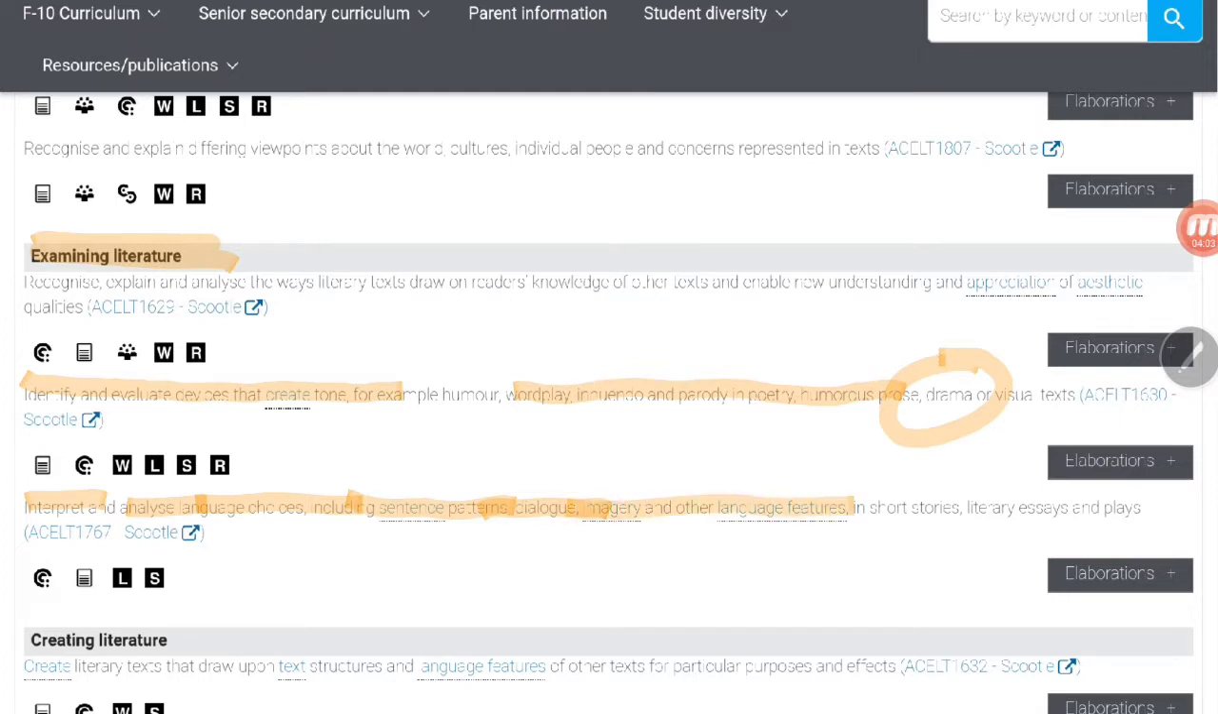Imagery and other language features like sibilance, euphemisms, paradox, irony, flashbacks, all those sorts of things. Climaxes, resolutions, and those sorts of things. So we've now decided that we've got 2 content descriptors that we'd like to work with in which to build learning intentions. So we'll have a look at that.